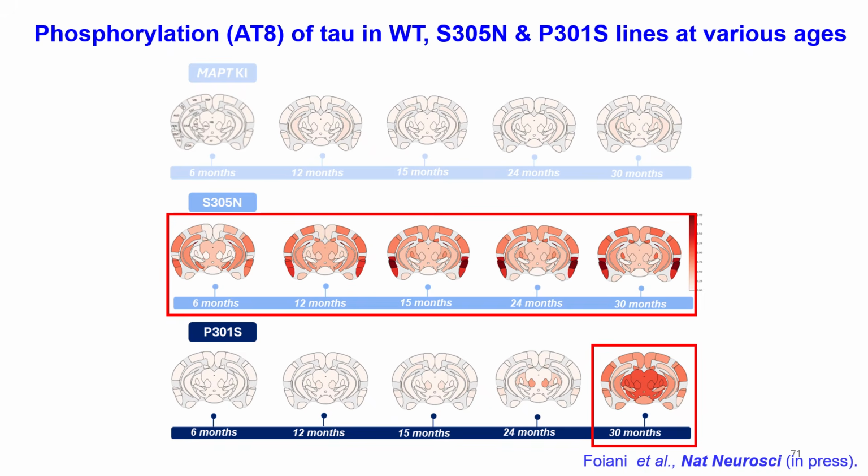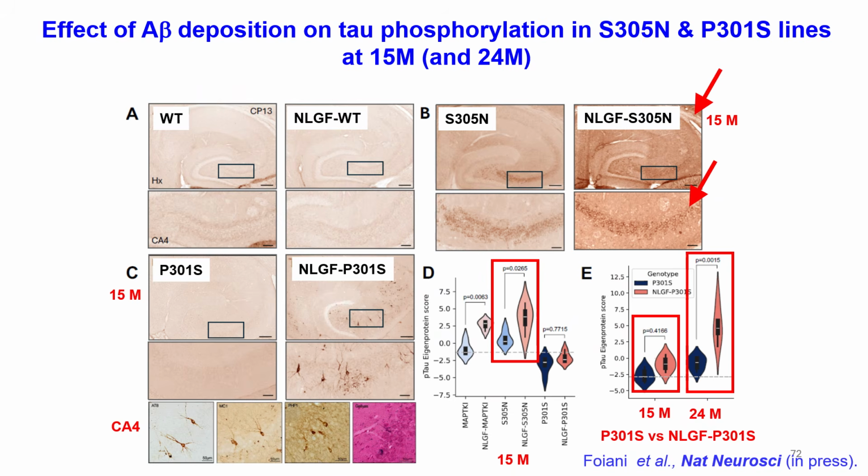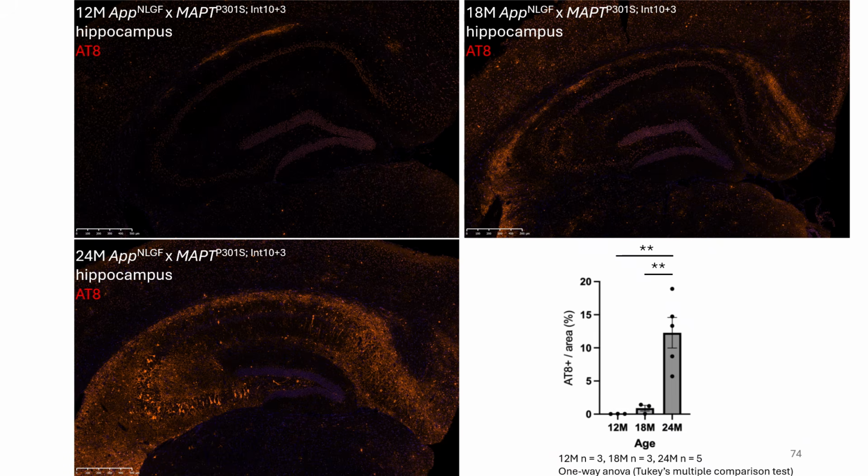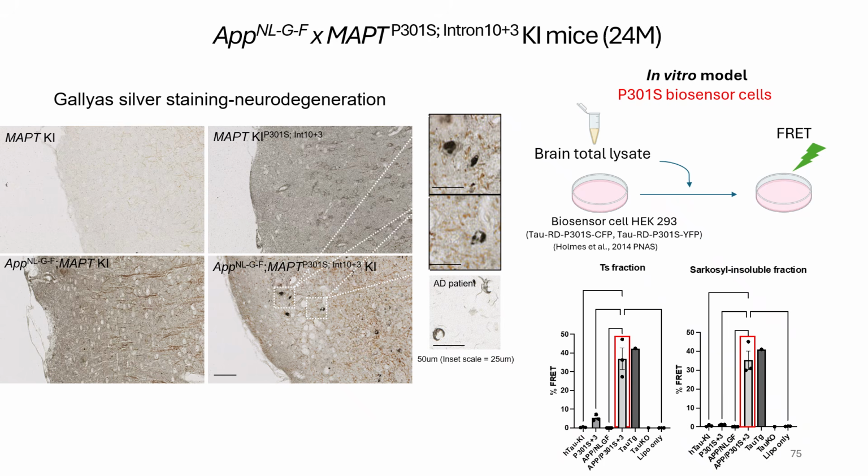This slide illustrates the effect of A-beta deposition on tau phosphorylation. It is slight in the S305N line, and it is notably high in the P301S line at 24 months, but not so much at 15 months. Importantly, this P301S line exhibits tau pathology only in the presence of A-beta deposition at 24 months, and the A-beta-dependent tau pathology arises in an aging-dependent manner, implying the involvement of multiple molecular and cellular phases. And silver staining and in vitro seeding assay indicate the presence of fibrillar tau.